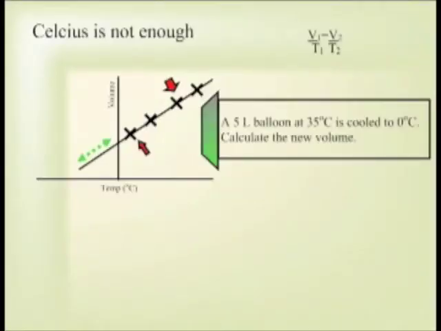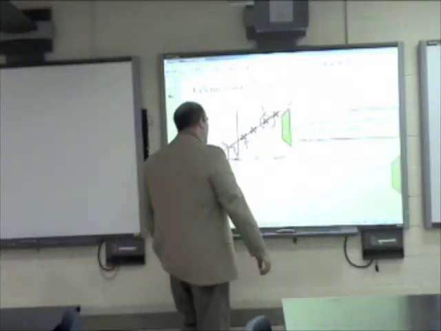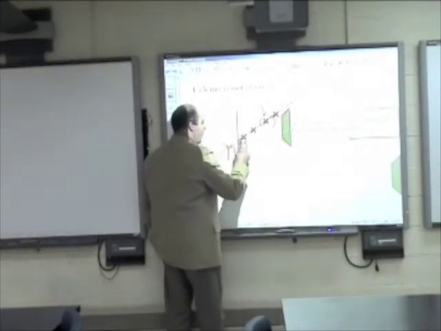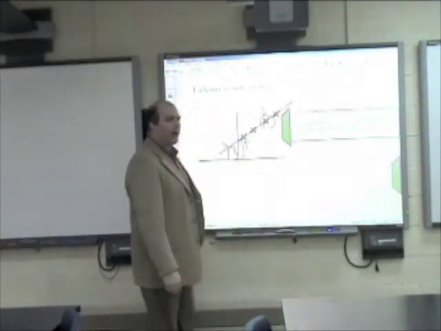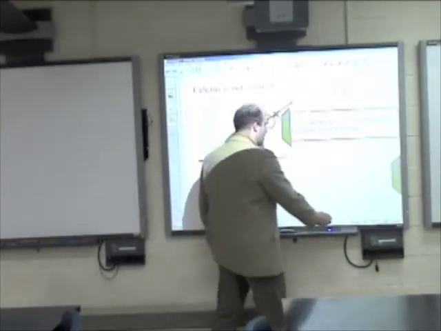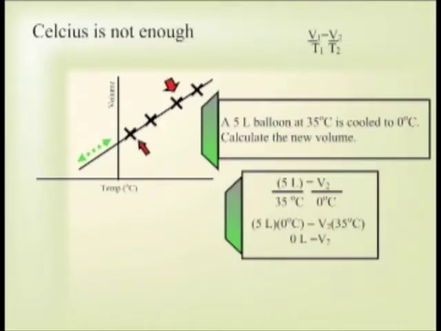Let's try this question. Suppose we had a 5-liter balloon at 35 degrees Celsius, and we're going to cool it exactly to zero. Calculate the new volume. Well, in this situation, I'm going to have some volume. By looking at my graph, it's going to be some positive number. However, when I do my math and I plug everything in, 5 liters over 35 degrees Celsius is equal to V2 over 0. And if I do my rearrangement, I end up with my final volume being 0 liters.